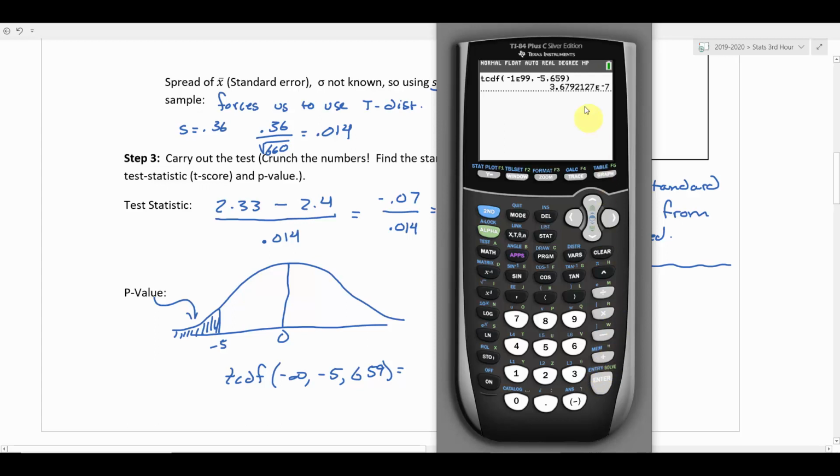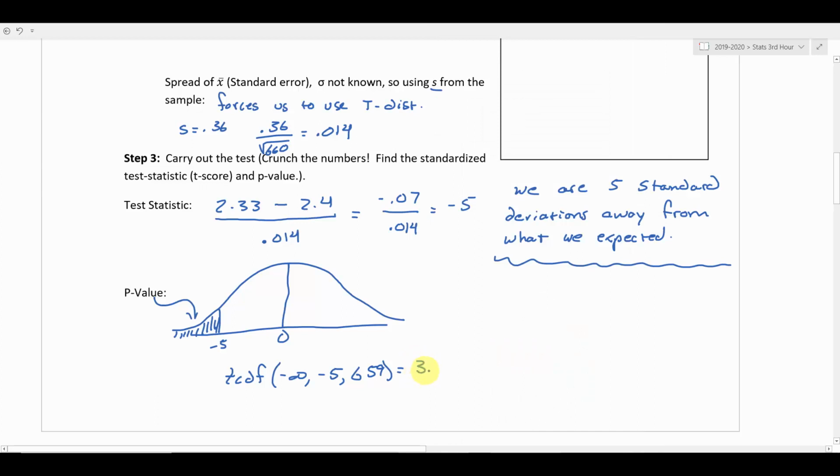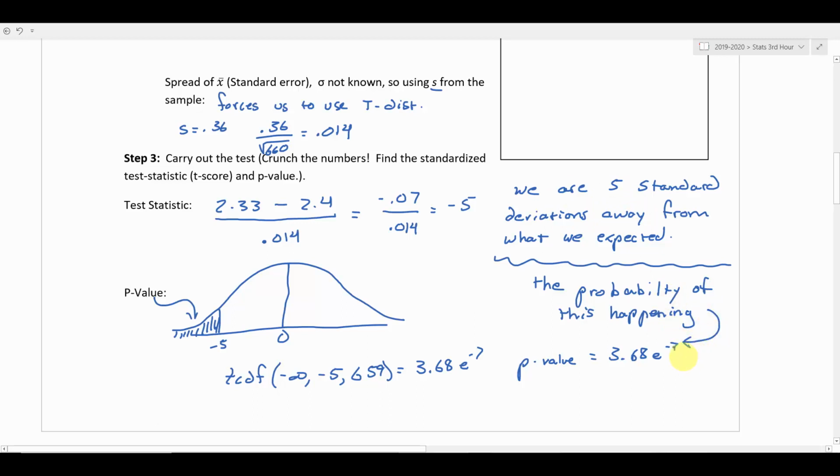Okay, it's a very small number, so the probability of getting 5 standard deviations away from the center is very low. So again, what this value is that we just found, we say the p-value is equal to 3.68e-7. This is the probability of getting 5 standard deviations away from what we expected. This very, very small number. It is highly unlikely that we would get this with the mean being 2.4. Okay, so let's move on to the last step here.